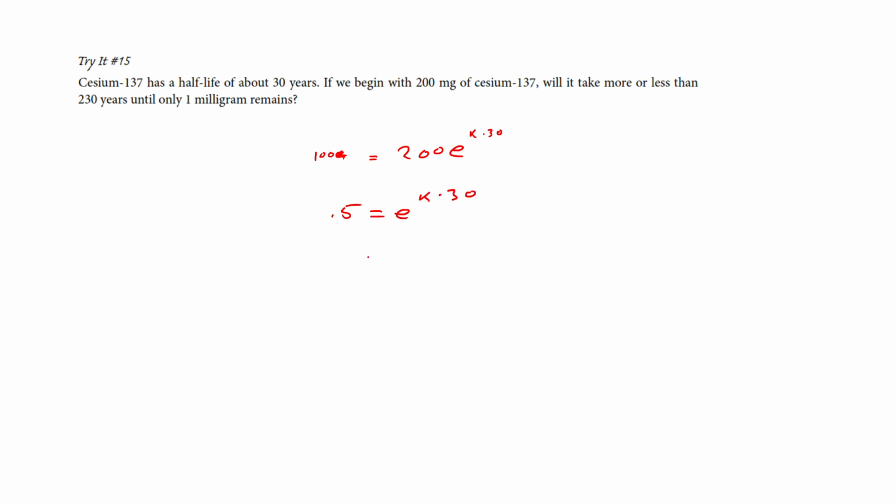Okay, so I have this. All right, well, we have the e isolated, so let's take the log of both sides. So the natural log of 0.5 equals 30 times k. So k is then equal to the natural log of 0.5 divided by 30. Now I have that rate of decay. This is how cesium is decaying, at this rate.